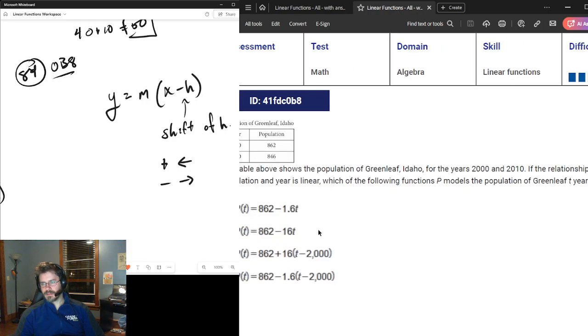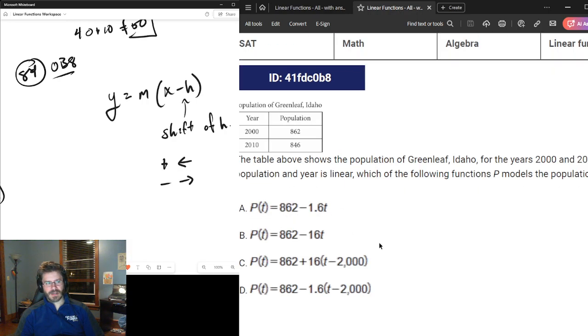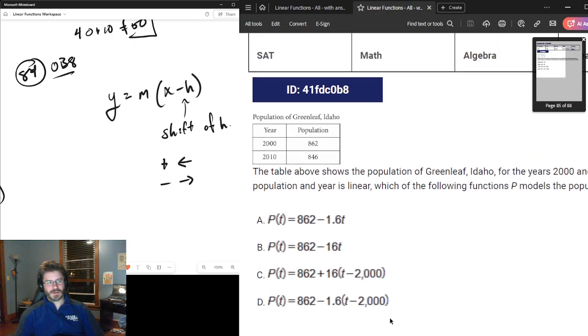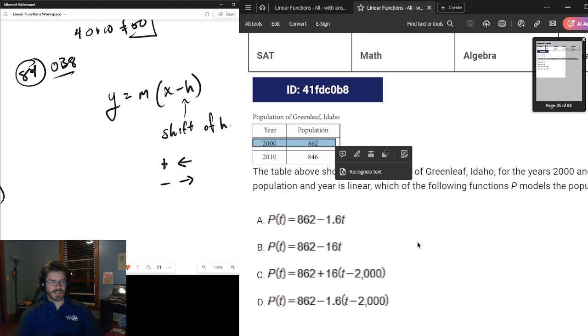What's the difficulty? 2 pips on the difficulty. Yeah, they're trying to trap people who know that that's a horizontal shift, or maybe don't even know that that's a horizontal shift and throw the 2000 in. But the 862 is our y-intercept. That's implying that the year 2000 is year 0.